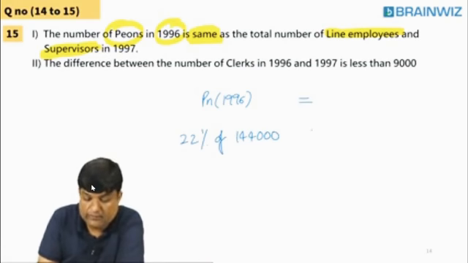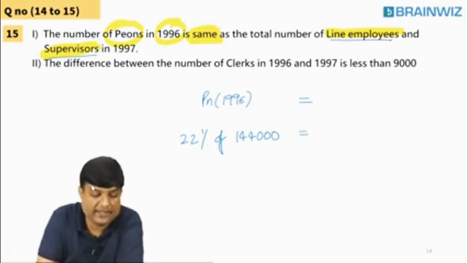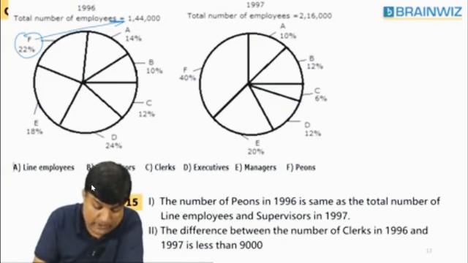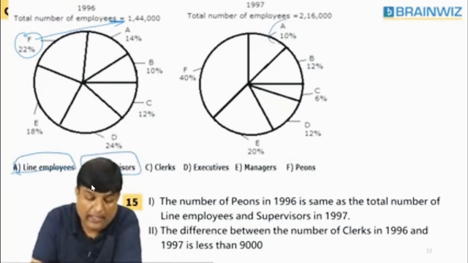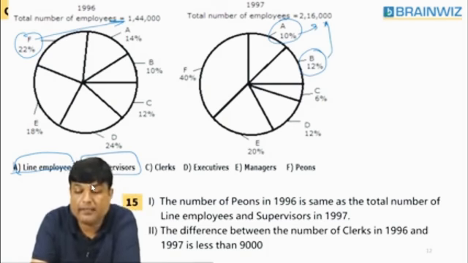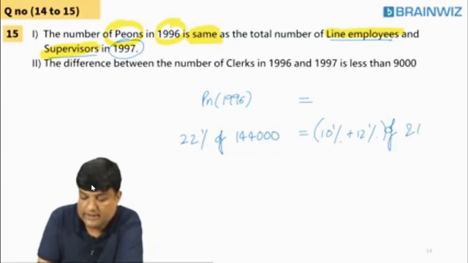Is it equal to the number of line employees and the number of supervisors in the year 1997? Line employees are A, supervisors are B. A and B in the year 1997 are 10% and 12% of 2,16,000. So what did he say here? A and B of what? 1997.